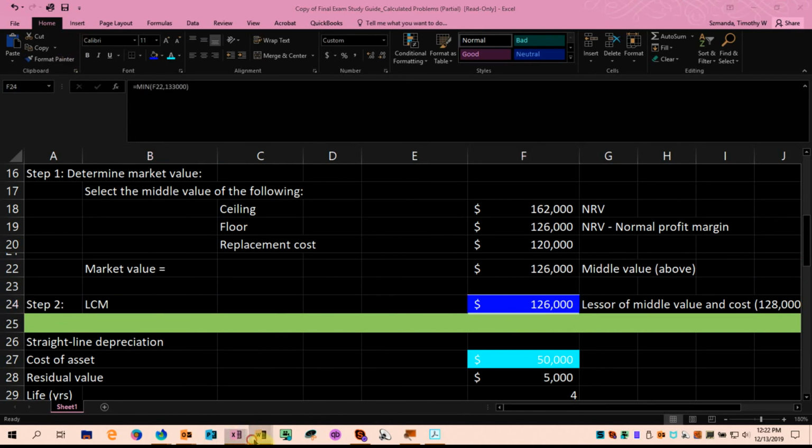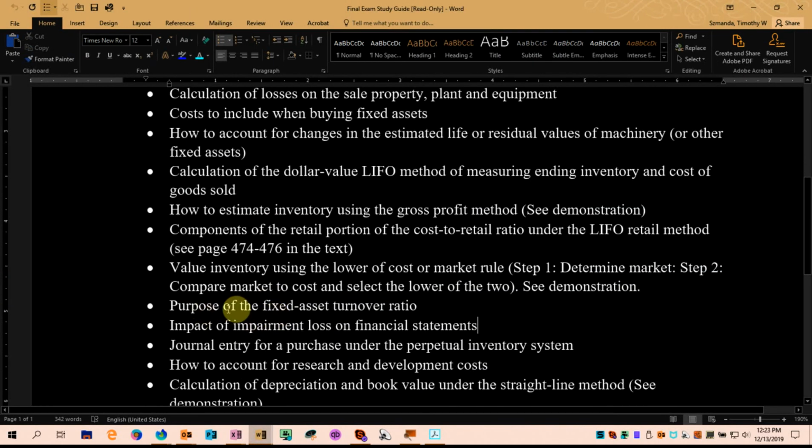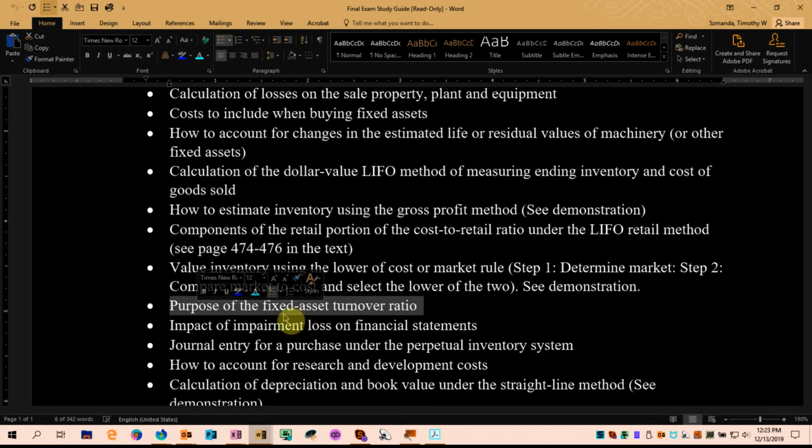And the next question you'll need to be familiar with is the purpose of the fixed asset turnover ratio. The fixed asset turnover ratio just tells you the relationship between the assets and income. Assets generate income, and this ratio tells you that the fixed assets generate revenue. So we'd want this fixed asset turnover ratio to be quite high because it's saying that these fixed assets are generating a lot of sales.